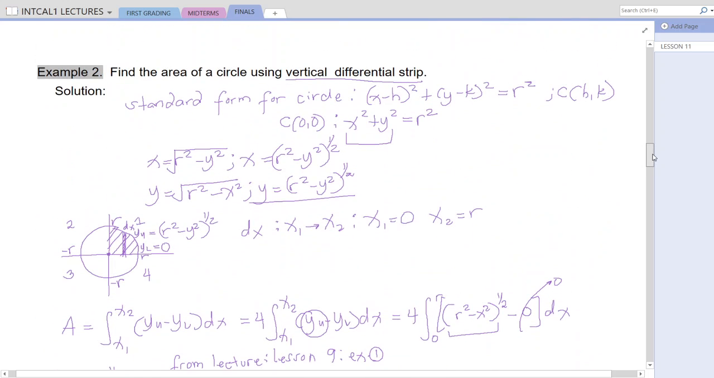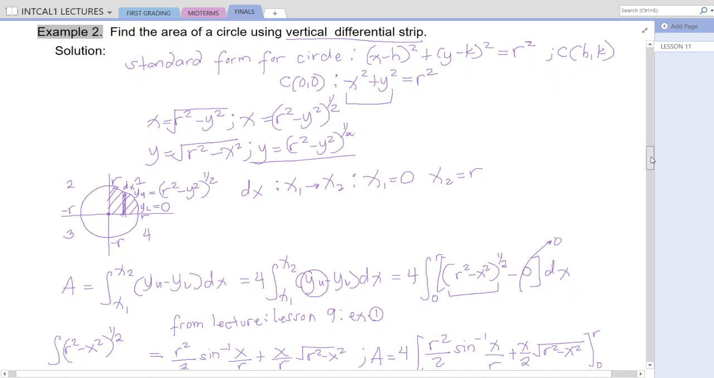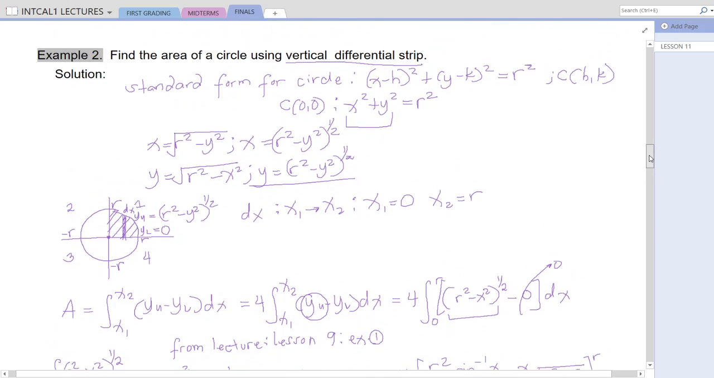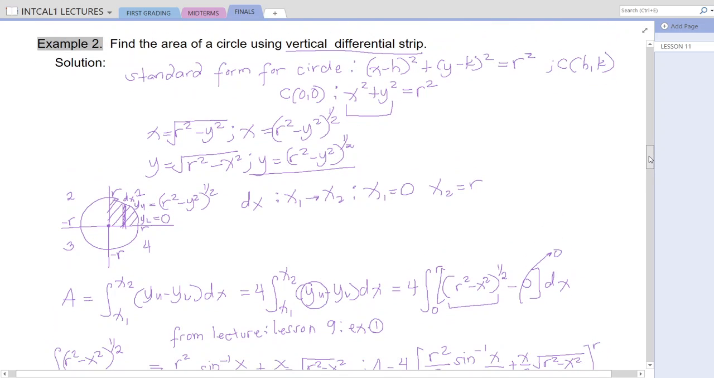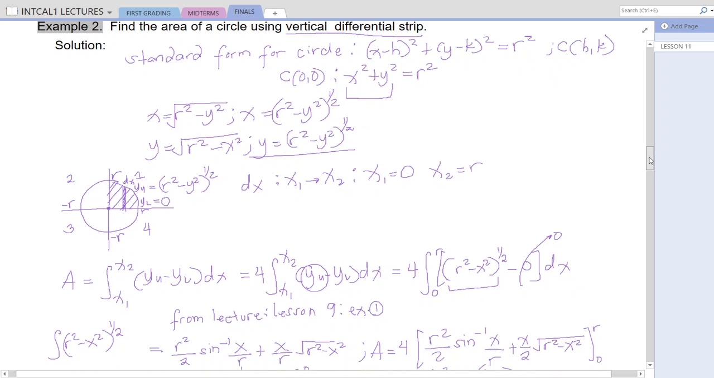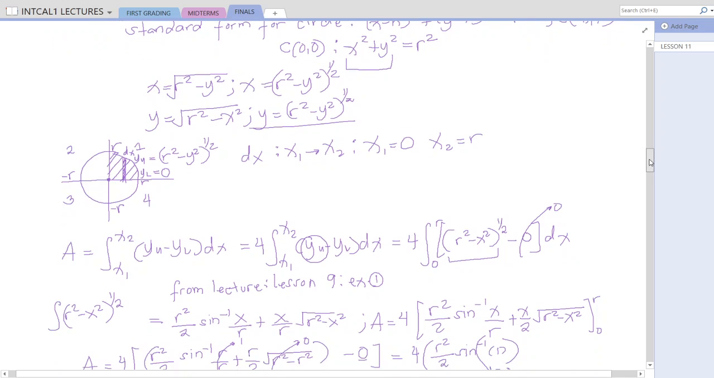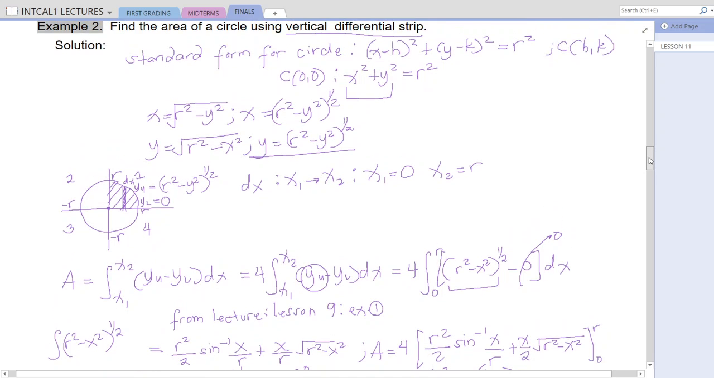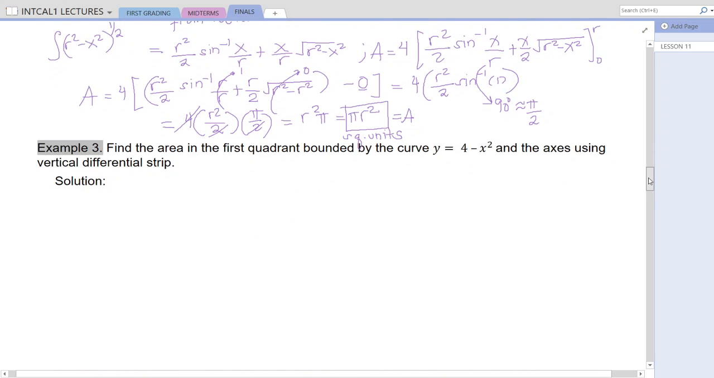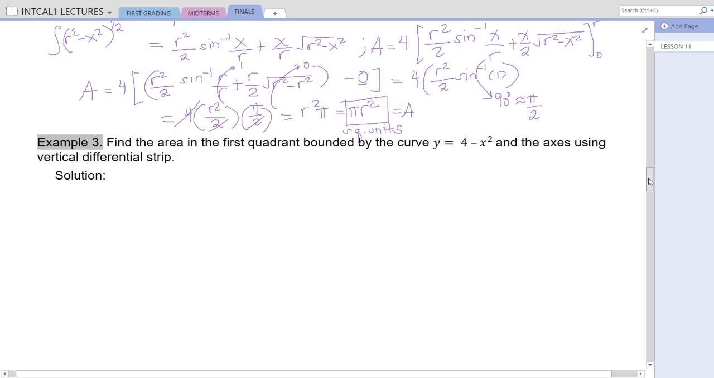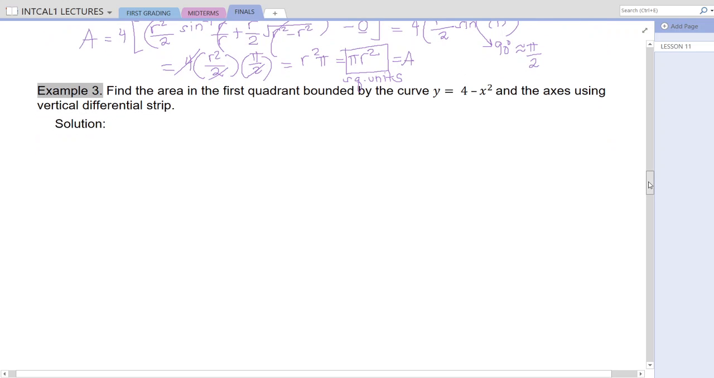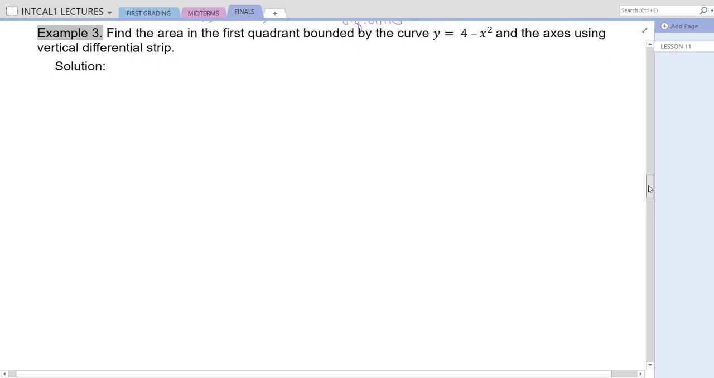Okay, so that will be the solution for that one. Okay, so for your task again, you have to get the area of a circle using a horizontal differential strip. Okay, so for that one, it's the same, since x squared plus y squared is associative, it doesn't affect the result of your answer. Okay, so you have to get again the area to be equal to pi r squared. So that is the area of a circle. So we have derived it.